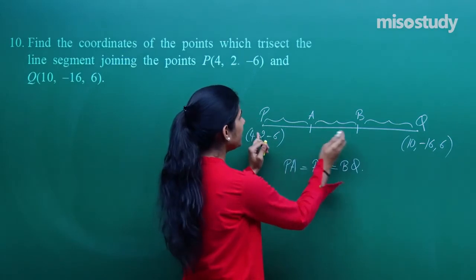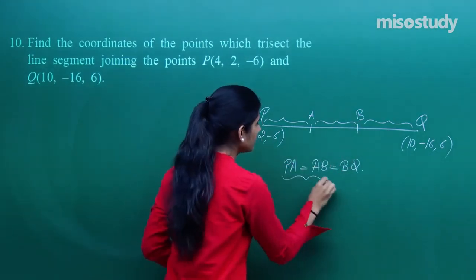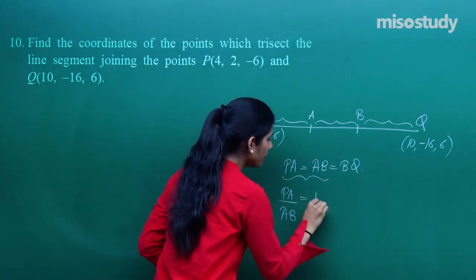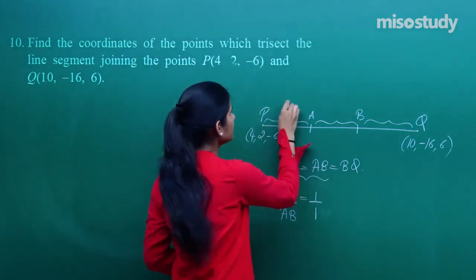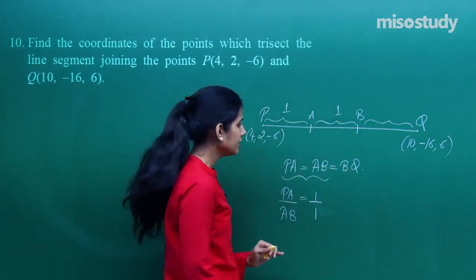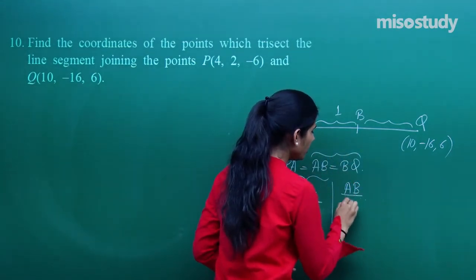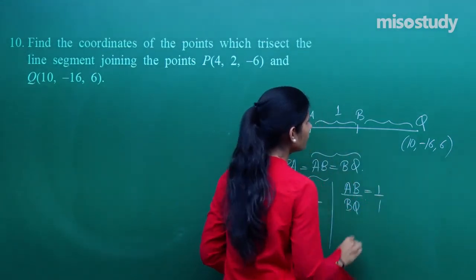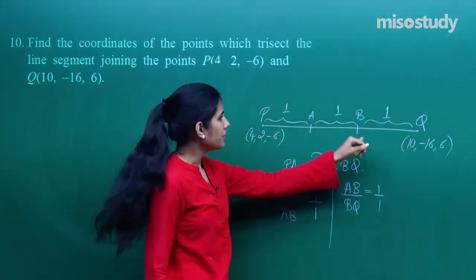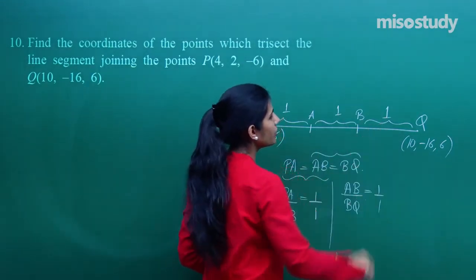This means what? PA is equal to AB means PA upon AB is 1 upon 1. So this is 1 is to 1. That means A is dividing PB in the ratio 1 is to 1. Similarly, if AB is equal to BQ, that means AB upon BQ is 1 upon 1. That means again AB is to BQ is 1 is to 1. So B is dividing AQ in the ratio 1:1.